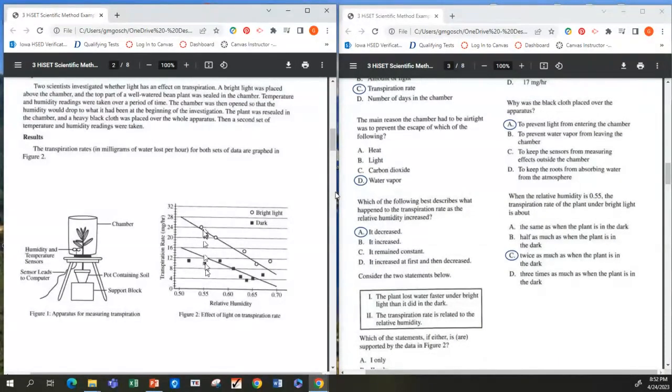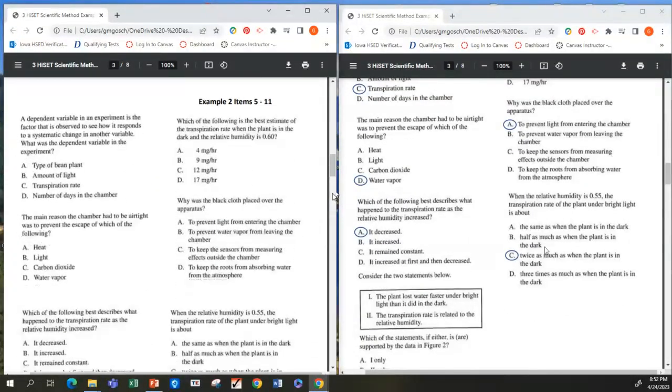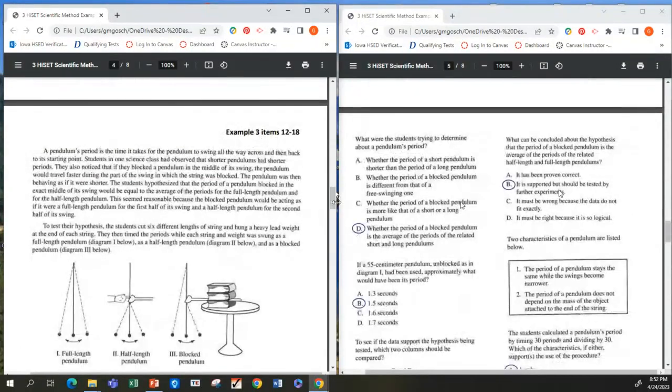So the best thing I can say to that is please take the time to read the information, analyze the diagrams and the displays. That's the best thing you can do to help yourself. So this is another one that's kind of complicated. So I will read this.